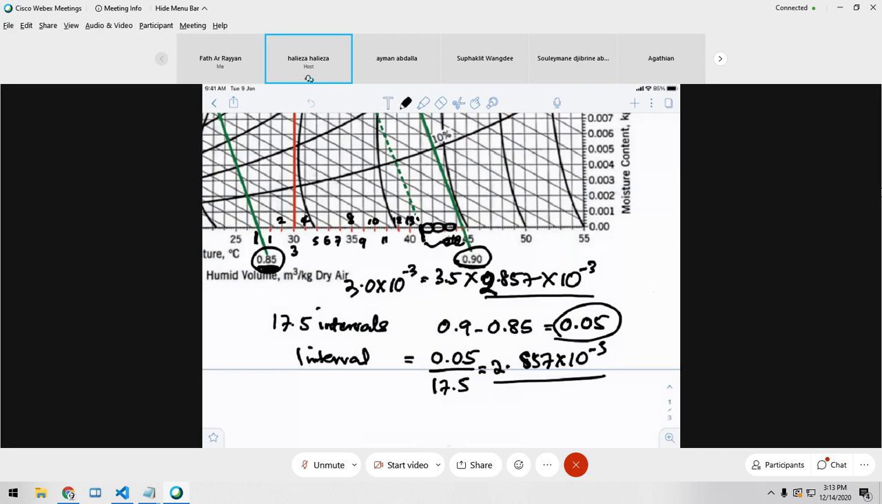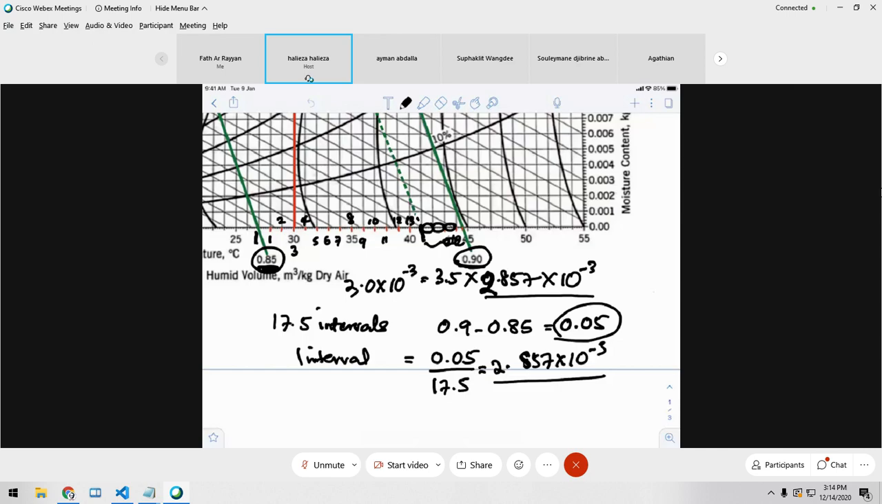So now let's do the calculation. So now I'm going backward. If you want to go forward from 0.85, okay. If you want to go backward from 0.9, it's the same thing. So if we multiply this, I'm doing backward, so it's the same thing. You're going to get the same answer actually. Let me see what I'm doing now. 3.5 times 2.857 times 10 to the power of minus 3. You will get 9.99.